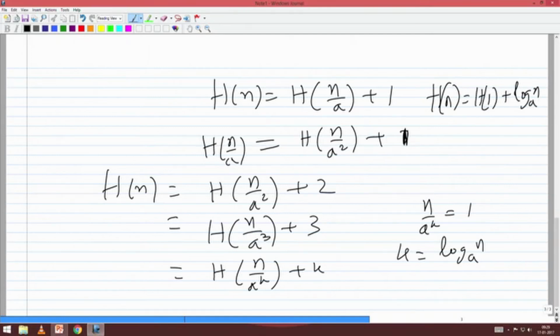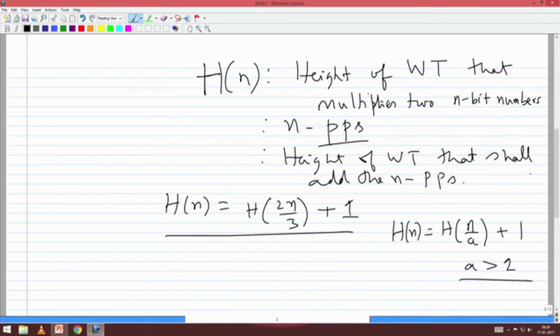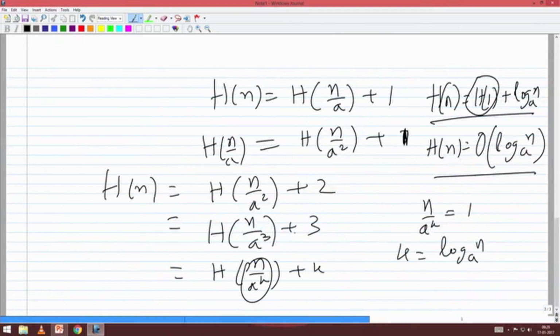Correct? N by a power k becomes 1, k becomes log n to the base a. So H of n is equal to H of 1, H of 1 will be a constant. So H of n is, I can go and say it is order log n to the base a. Can you do that? Now let us go back to the previous slide. So we have a is 3 by 2. Sorry, how did you arrive at H of n equal to H of n by 3? How did you get 2 by 3? H of 2n by 3.